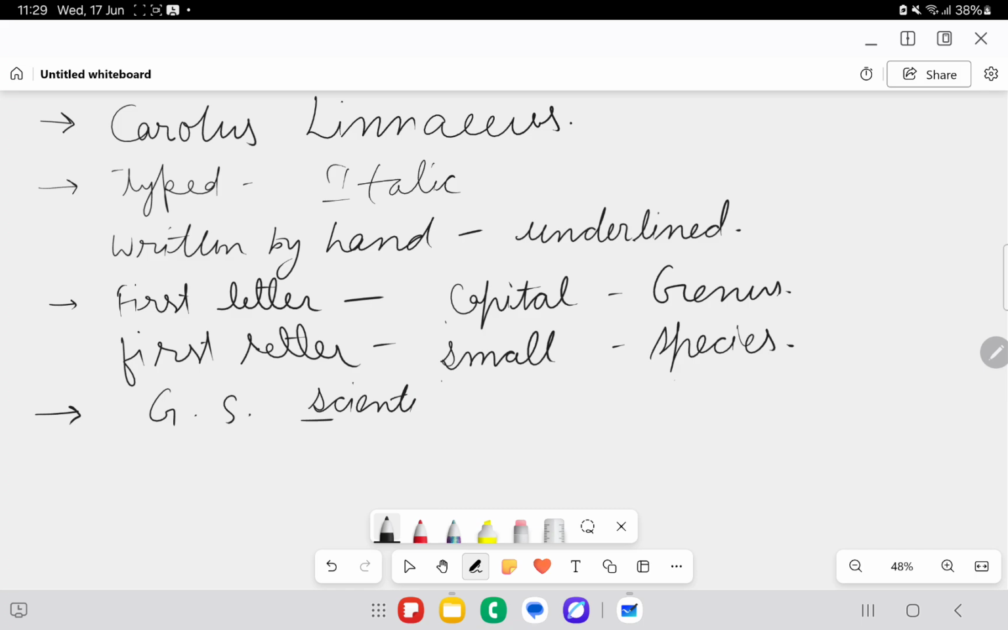scientist who discovered the species and gave the name is written. These are some rules to write the scientific name.